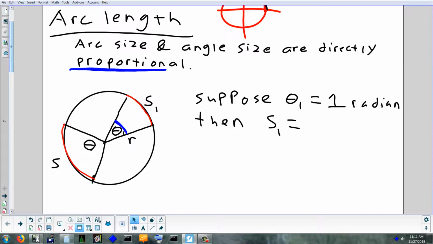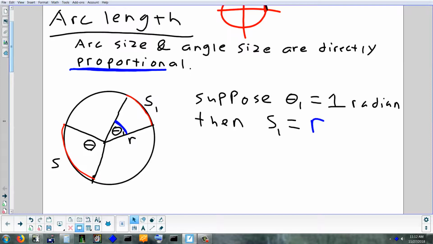All right, so this is something very special. If you let theta 1 be 1 radian, then your arc is automatically the same size as your radius. That's going to be our starting fact. That's like our 1 foot, 12 inches.